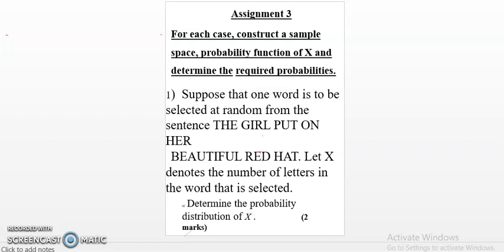Let's jump into it. Suppose that one word is to be selected at random from the sentence, "The girl put on her beautiful red hat."